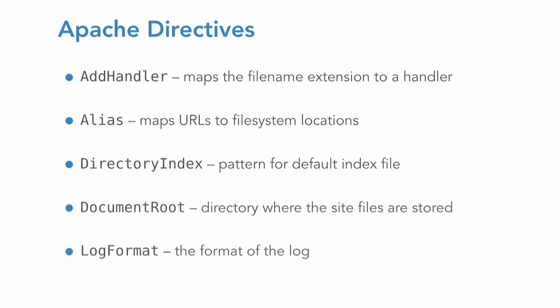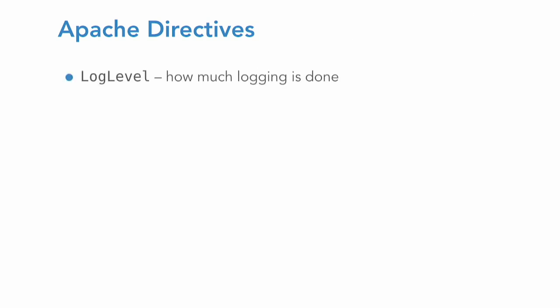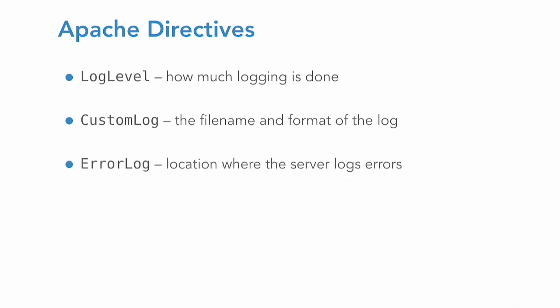LogFormat describes the format of the log. LogLevel sets how much logging is done. CustomLog sets the file name and format of the log. We can either define a custom log and set the format with a CustomLog directive, or we can just specify the file and use the LogFormat directive to define the format. ErrorLog is the location where the server logs errors. ErrorLogFormat specifies the format of the error log.